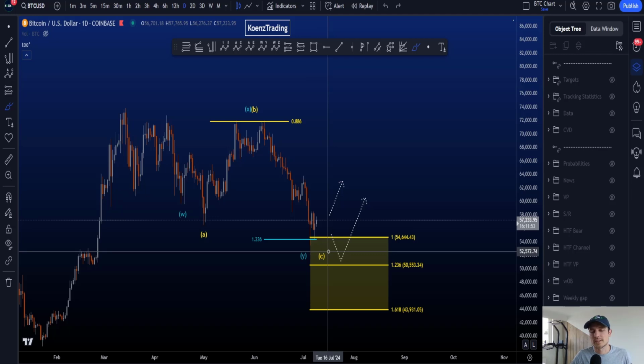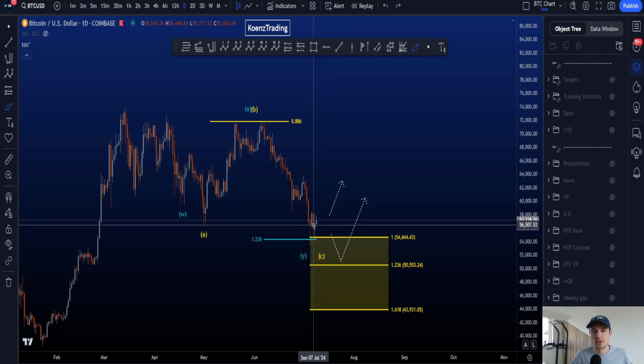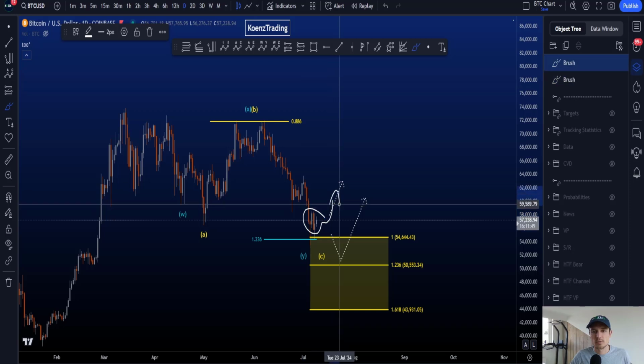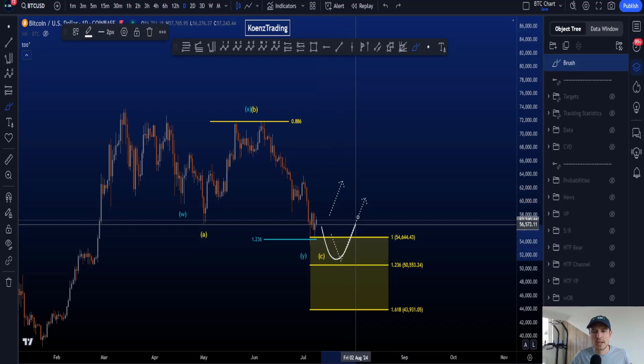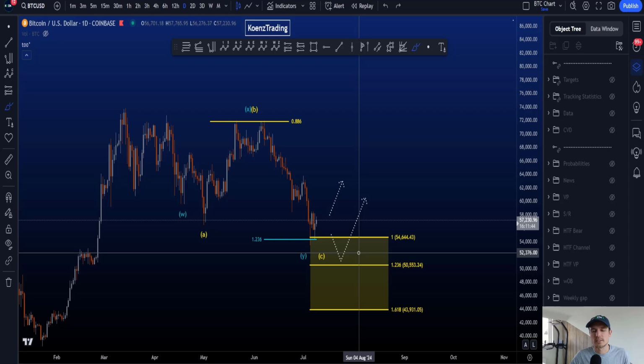So in this particular case, we are currently looking for price to either find local signs of strength and move towards the upside, or one more drop and then move towards the upside. But in both cases, the probabilities are highest to move towards the upside.